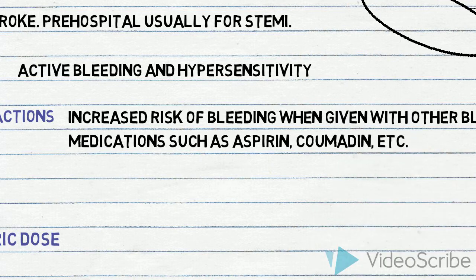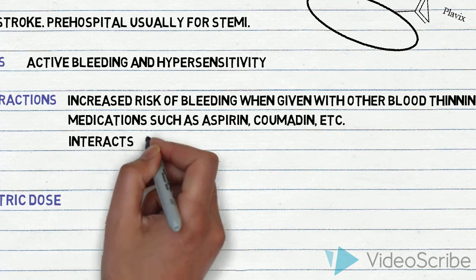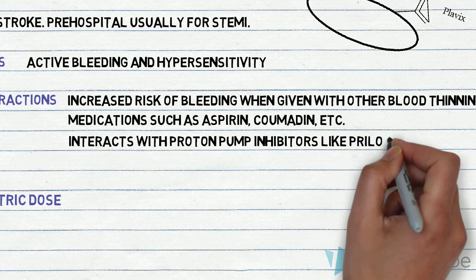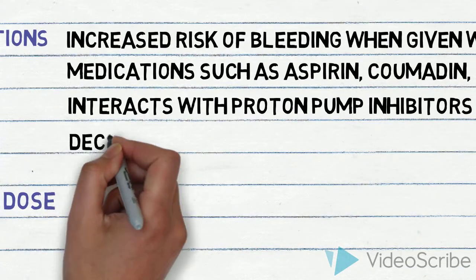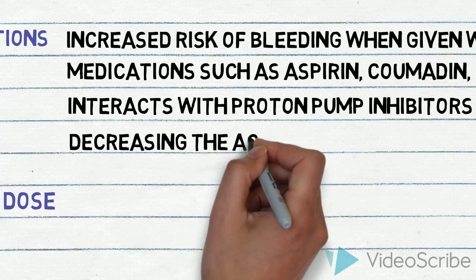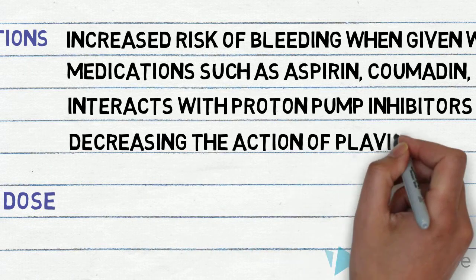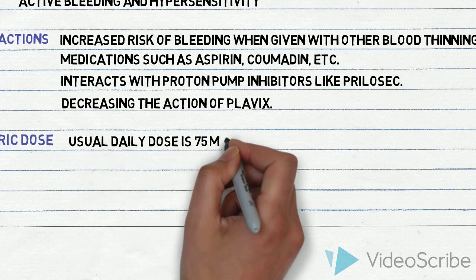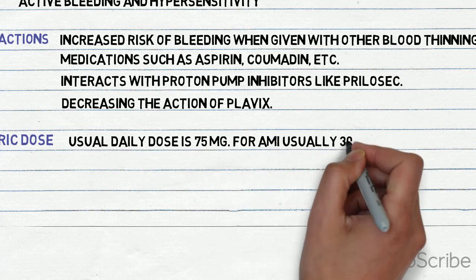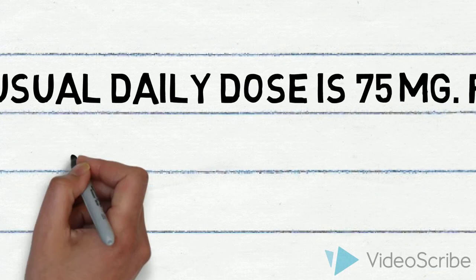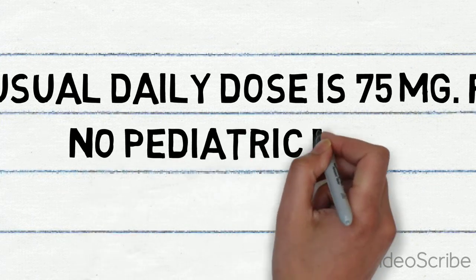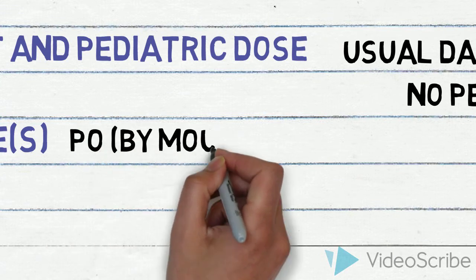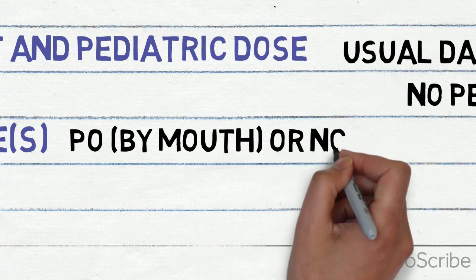There are some drug interactions also, especially with PPI or proton pump inhibitors such as Prilosec and Nexium. Those actually are competitive with the site with Plavix, and it'll decrease the action of the Plavix. So the dose, there's only an adult dose, and usually if they're on it daily, it's 75 milligrams, but for an AMI, it's usually 300 to 600 milligrams PO. Then the last thing we'll look at is which route we give it, and of course it's PO. And that includes crushing it up and putting it in an NG or OG tube.